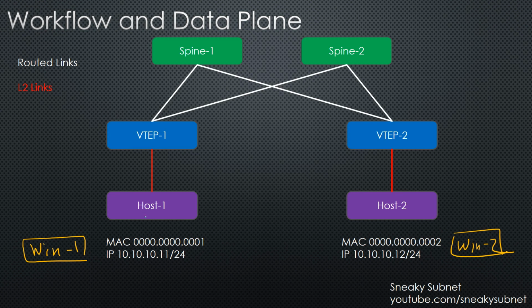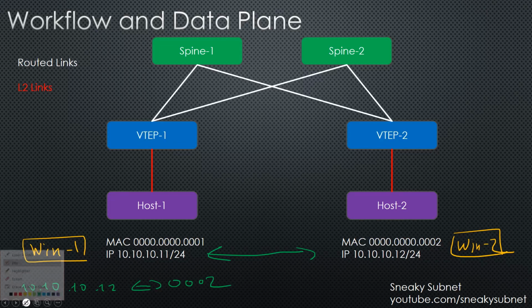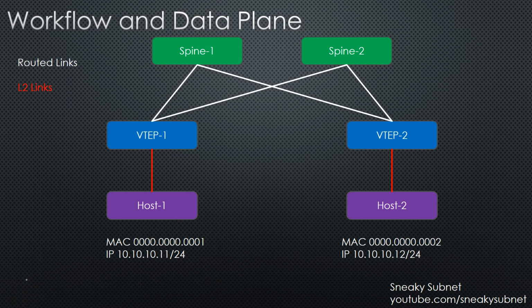And let's go step by step. So this guy wants to communicate, and let's assume that Windows number 1, on the left side of the screen, initiates a connection. It knows in its ARP cache that IP 10.10.10.12 has MAC address 002. So it is capable of constructing a layer 2 Ethernet frame, and it actually does so.